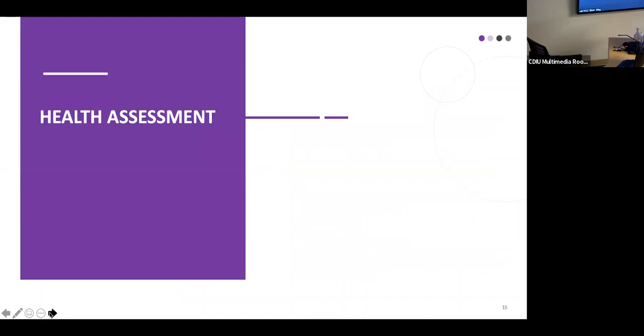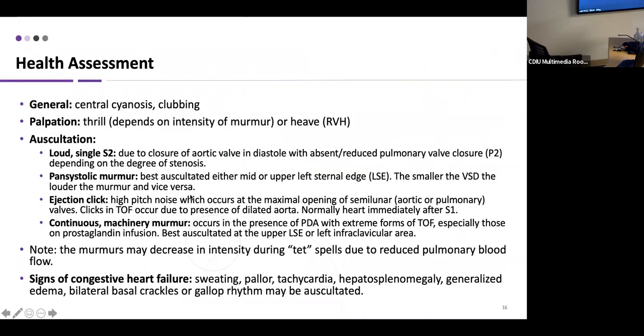So our next section will be on health assessment. In general, during our health assessment, you would see central cyanosis and clubbing. For palpation, you would have a thrill depending on the intensity of the murmur or potentially a heave due to right ventricular hypertrophy. With auscultation, we would hear a loud single S2, and this is due to the closure of the aortic valve in diastole with absent or reduced pulmonary valvular closure, depending on the degree of stenosis.